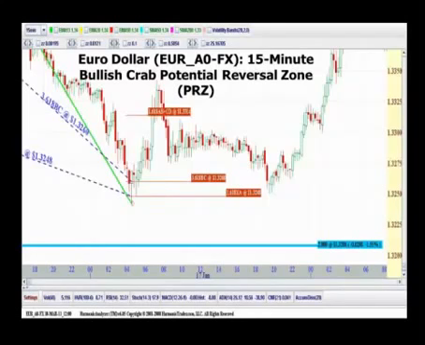But we'll get into this when we differentiate reversal types. But it's just important to notice that the harmonic support defined by the M-type structure was entirely valid, and it was defined by the 1.618 XA extension.